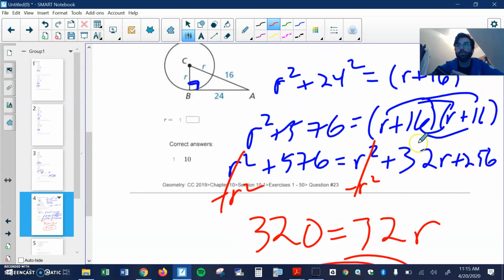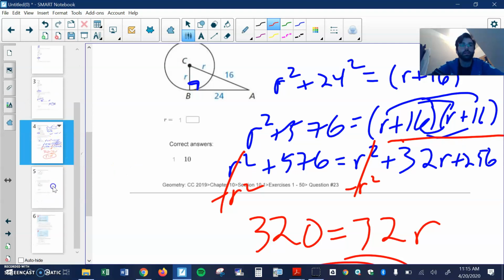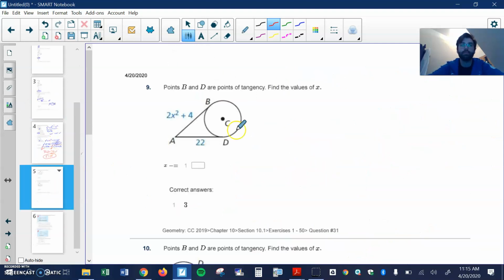The biggest mistake people make is this part right here. Understanding that it's not just R squared plus 256. I actually have to FOIL. That's the biggest mistake. A lot of people make that mistake.